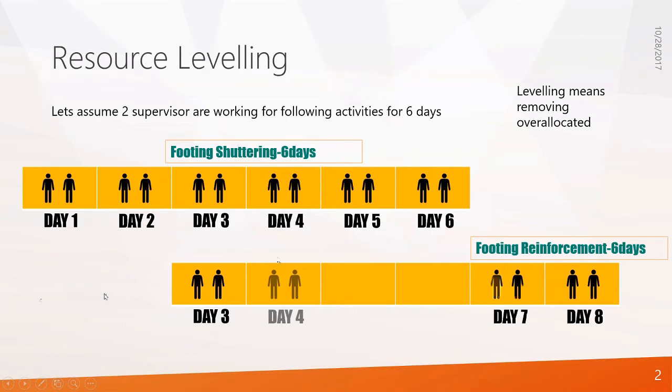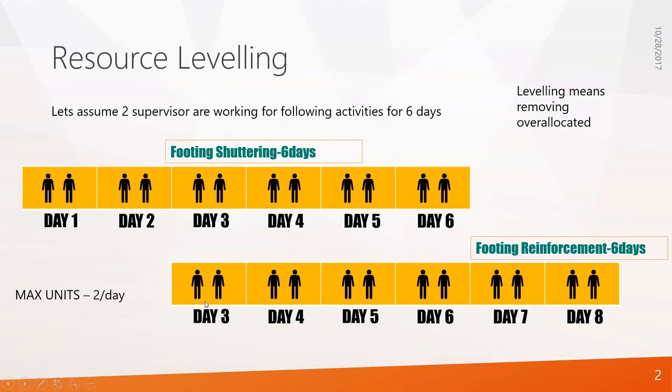But the problem is our company can supply only two supervisors a day. So do you find any problem in this assignment? Footing shuttering, so there's four we have assigned. It's not possible. So on days 3, 4, 5, 6 the total requirement is 4. Right? So just think how you assign resources in Primavera.